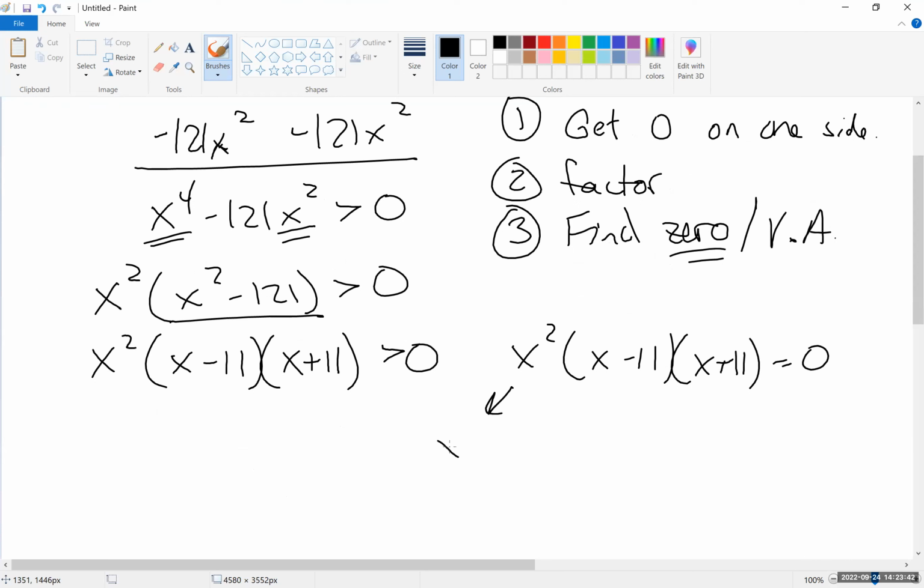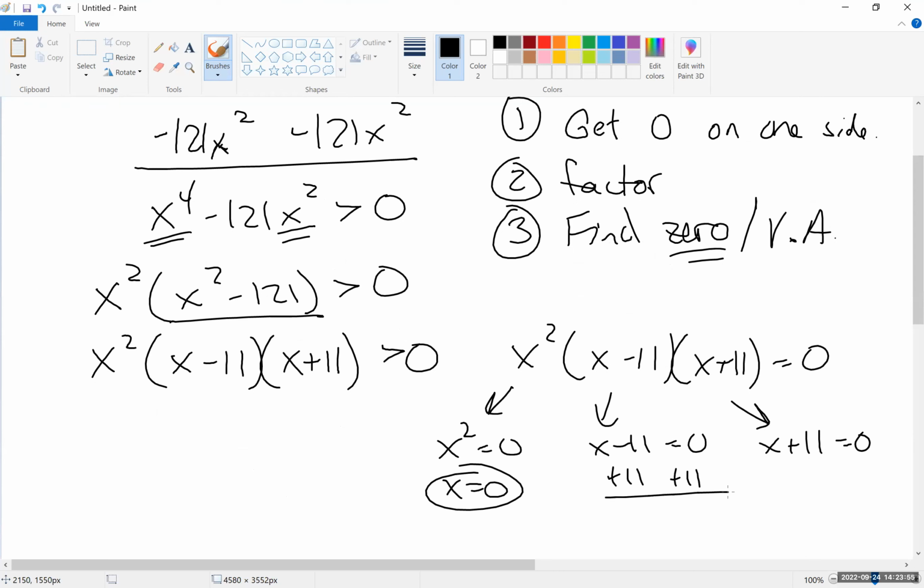Then split them up: either x squared equals 0, x minus 11 equals 0, or x plus 11 equals 0. x squared equals 0 just means x is 0. Then add 11 on both sides, x is 11, or subtract 11, x is negative 11. So we have 3 zeros.